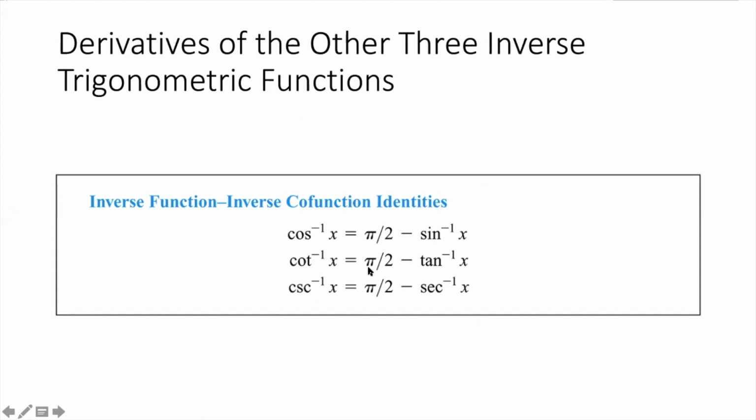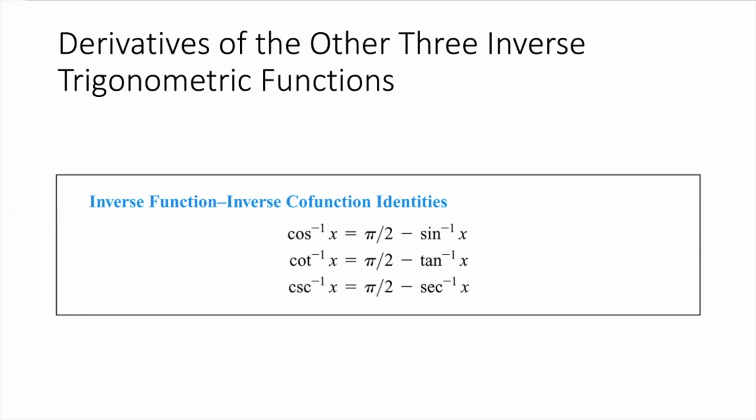All right, now you might be thinking, oh my gosh, we're going to have 6 totally different formulas for the derivatives of the inverse trig functions. Well, it turns out, no, you don't. So I was talking about one of these identities earlier. I was talking about the fact that inverse sine x plus inverse cosine of x is equal to pi over 2. Well, it turns out that the same kind of thing is true for inverse tangent, inverse cotangent, and also for inverse secant, inverse cosecant.